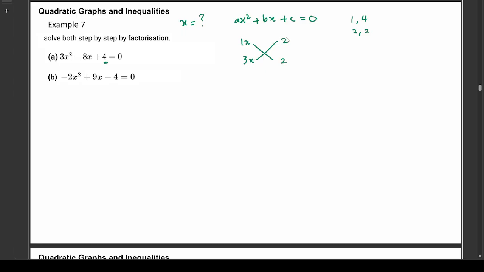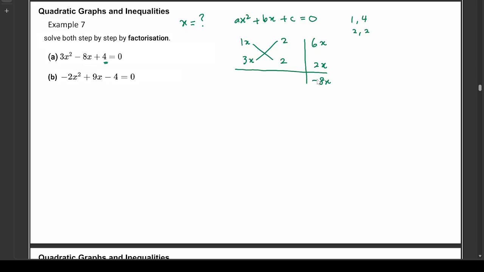Okay, 3 times 2, you get 6. 1 times 2, you get 2. 6 and 2, I can get 8. Right? 6 and 2, I can get 8. So these are the correct numbers. Okay, so you draw another line like this. Okay, so when you multiply this, you will get 6x, right? You multiply down, you get 2x, and you want to get negative 8 because you must get the exact same term as negative 8x.